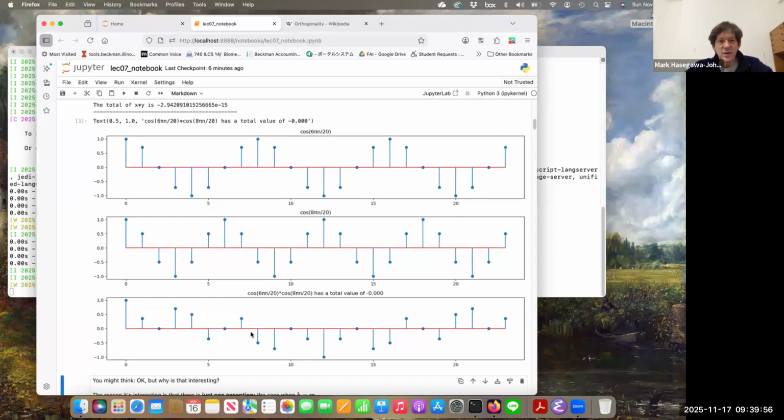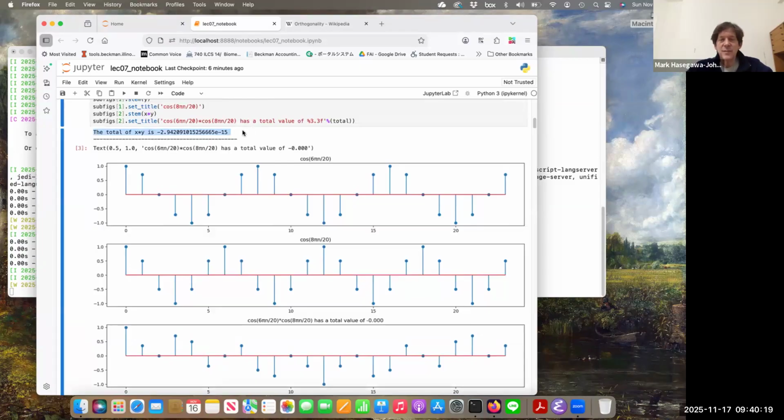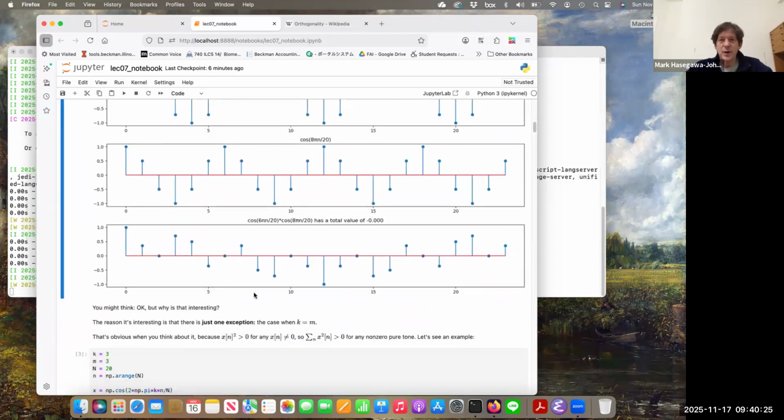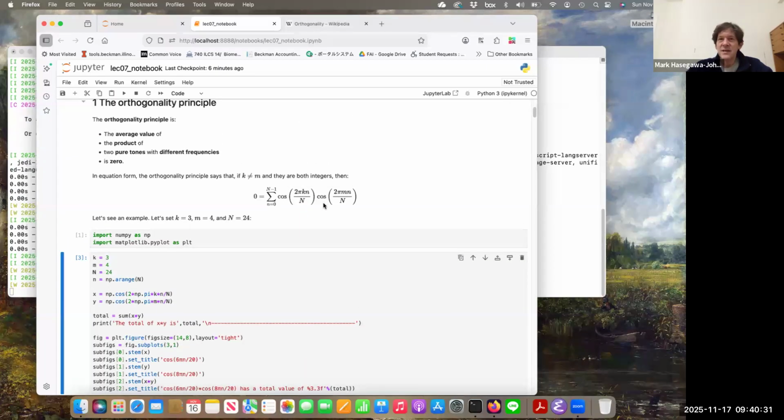And what you can kind of see is over this entire period, 3 periods of x and 4 periods of y, there are roughly as many positive samples as there are negative samples, right? The positive part here equals the negative part. And so when I add them all together, the total is 10 to the minus 15th. The total is basically 0. Right? The average value of this bottom plot is 0. And so as I've shown in the equation, when I multiply the cosine of 3 hertz times the cosine of 4 hertz and take the average value of that product, it is 0.